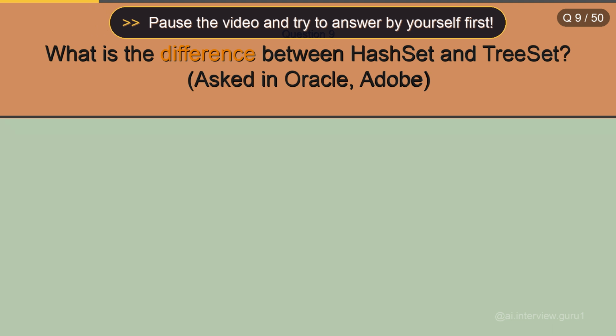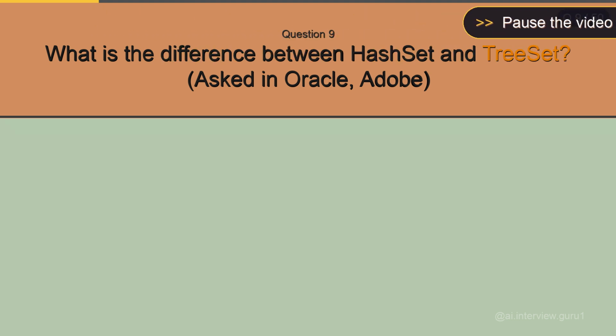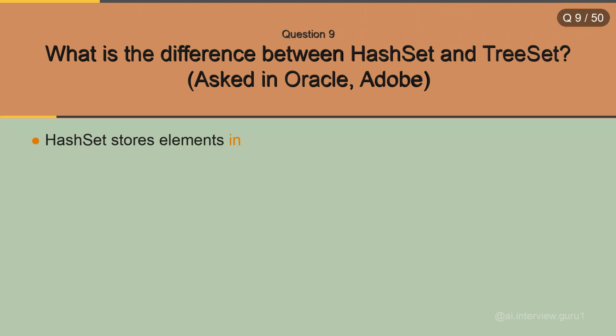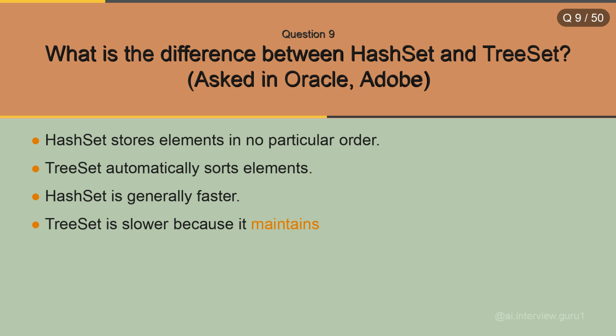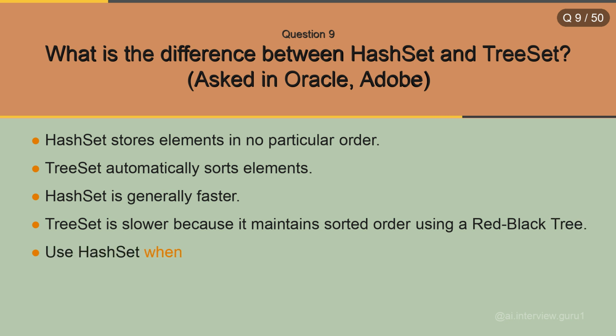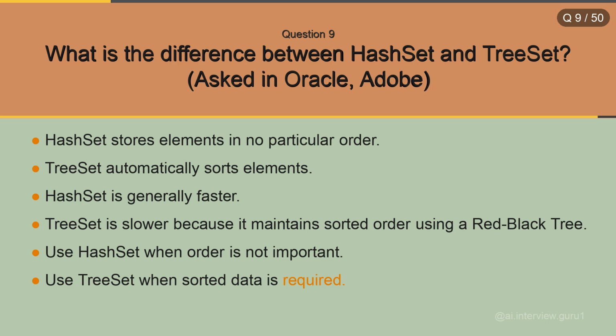What is the difference between HashSet and TreeSet? HashSet stores elements in no particular order. TreeSet automatically sorts elements. HashSet is generally faster. TreeSet is slower because it maintains sorted order using a red-black tree. Use HashSet when order is not important. Use TreeSet when sorted data is required.